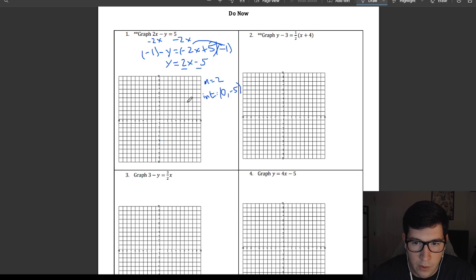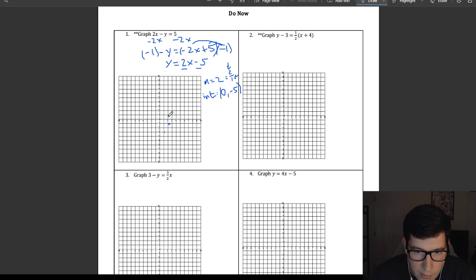That's my first point. Now remember that 2 is the same thing as 2 over 1. So when we're looking at it graphically, this might help to see just a little bit, because then again, I have my rise right here over my run. So I'm going to go up 2 and over 1, and right here, (1, -3) is going to be my next point. Same thing, I'm going to go up 2 over 1, so I'm going to have (2, -1).